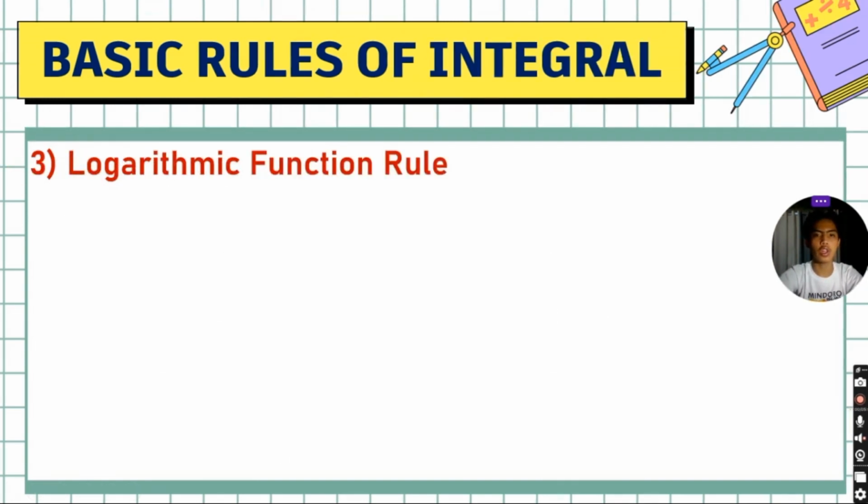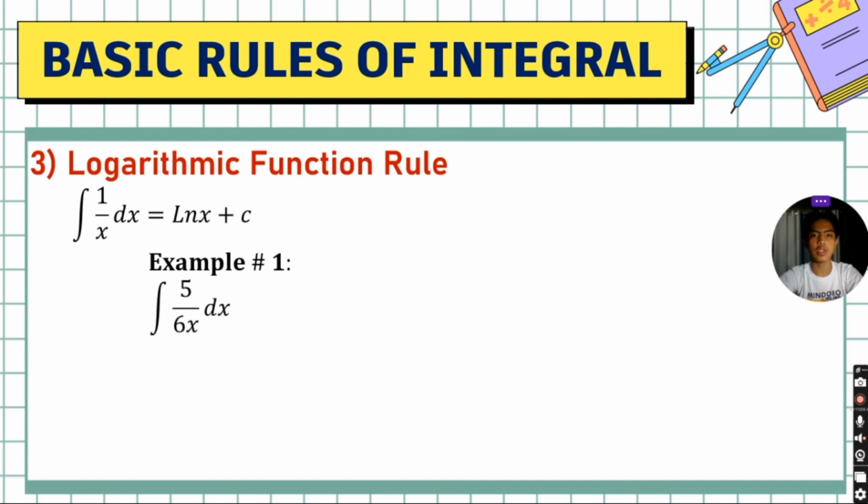The next rule is called the logarithmic function rule, where the integral of 1 over x dx is equal to ln x plus c. First example, the integral of 5 over 6x dx. First thing to do is take the constant 5 over 6 out, then integrate the 1 over x, which is ln x plus c, according to the formula. Thus, the final answer is 5 over 6 ln x plus c.